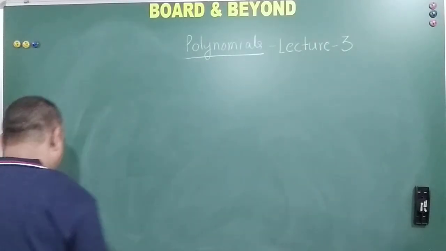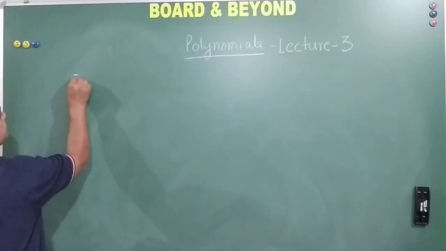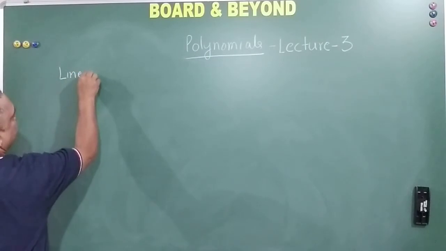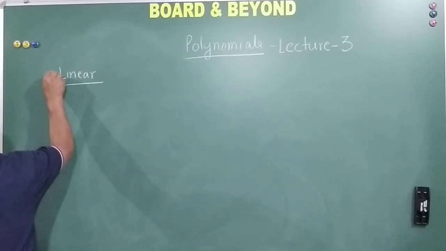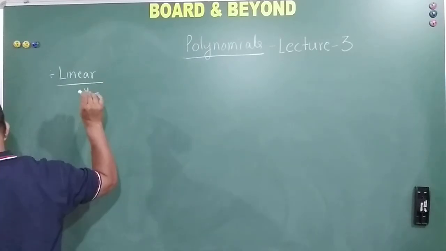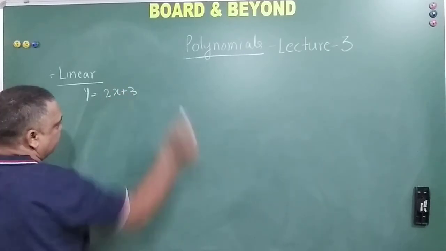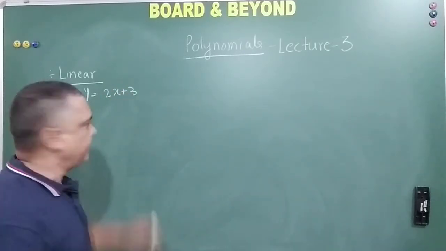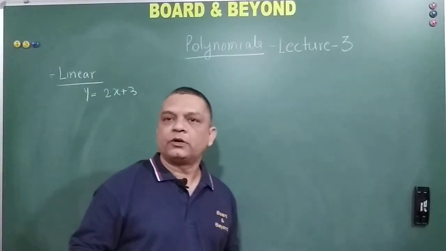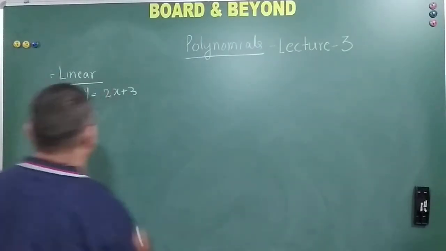Now coming on to the graphical representation. Let's take a very simple example, friends. I'll first deal with a linear polynomial. Let's say y is equal to 2x plus 3. It's a very simple polynomial, right? 2x plus 3, it's a linear polynomial. Whenever we are expected to plot a linear polynomial on a graph sheet, we do it like this.